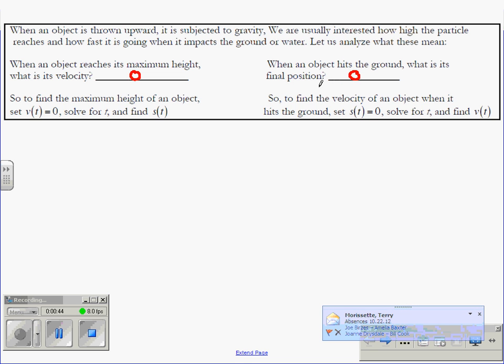These are the two variations on what you can expect to see on these types of problems, either talking about maximum height or talking about when it hits the ground. And so you can see the two different ways that you approach that.